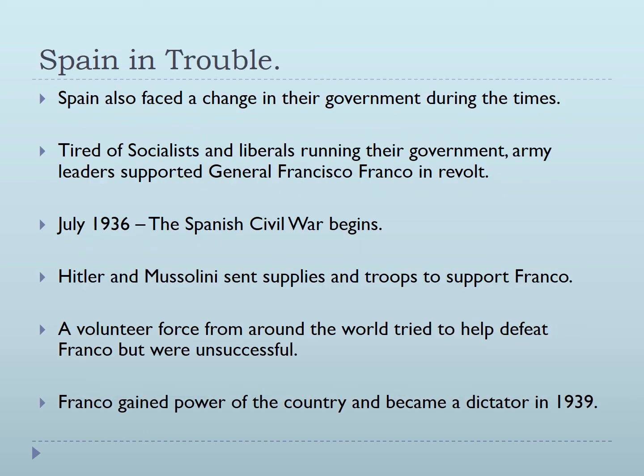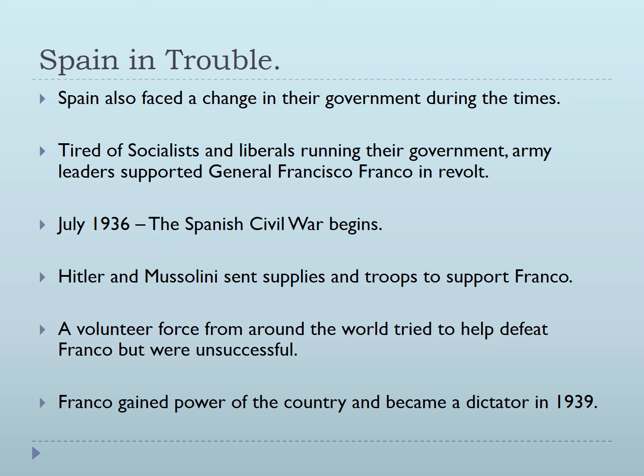So let's talk about Spain a little bit. Spain also faced a change in their government during the times. So tired of socialists and liberals running their government, army leaders supported General Francisco Franco in revolt. So in July 1936, the Spanish Civil War begins. Okay, so you're going to have the people who want to keep the government, and I believe they were known as the nationalists. Then you have Franco and his group.